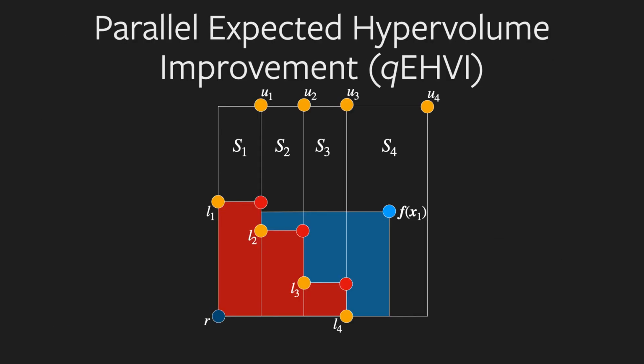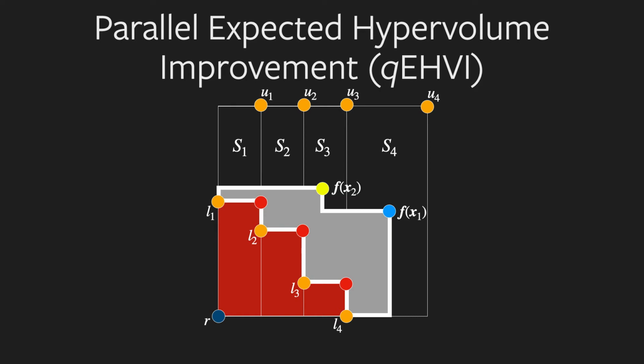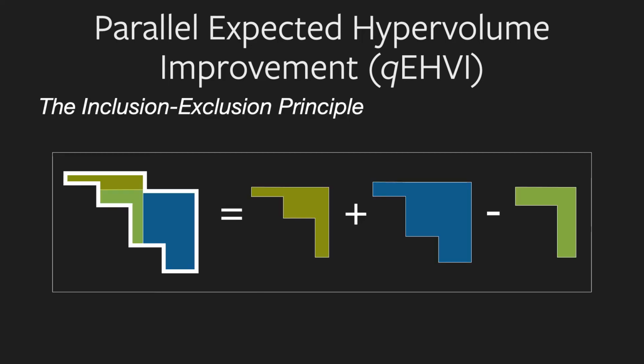Recent work has extended expected hypervolume improvement to the parallel setting where multiple points are selected simultaneously. In this case, the acquisition function is the joint hypervolume improvement of the multiple points. This joint hypervolume improvement has been computed previously using the inclusion-exclusion principle.